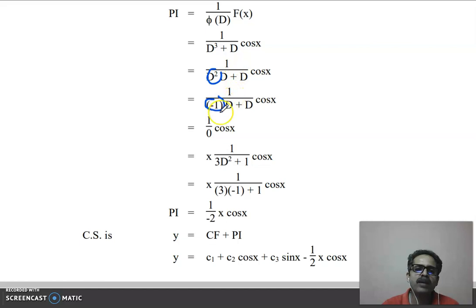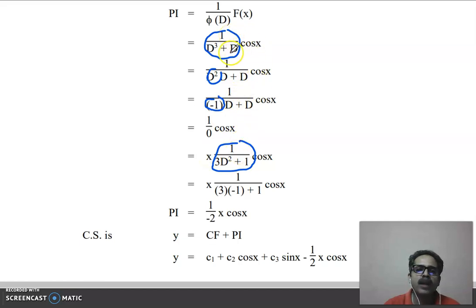That means 1 divided by minus D plus D, that is 1 over 0. And you know, when we find 1 by 0, that means formula fails and we have to write next formula. And to write next formula we must write x, and now we have to write down new operator. This is new operator. And how to write new operator? From old operator. First we have written x, then we have to write new operator from old operator.